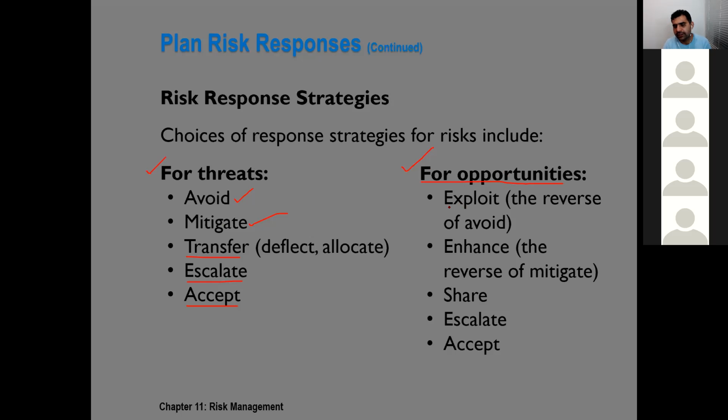For opportunities, we try to exploit our opportunities. It is the opposite of avoid. If we cannot fully exploit it, we try to enhance their probability and impact. If we cannot exploit or enhance for our projects, we can share with other project teams. They might use it, or we can escalate to senior managers. Maybe it could be of their use. And if the opportunity is just there, you need not do anything, then just accept it.